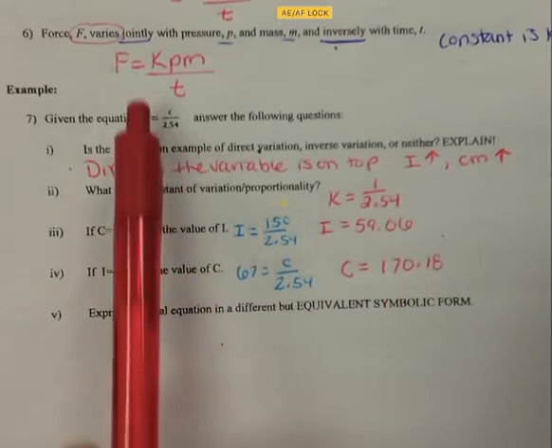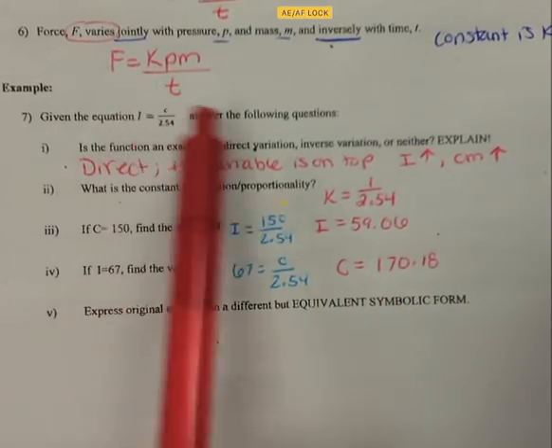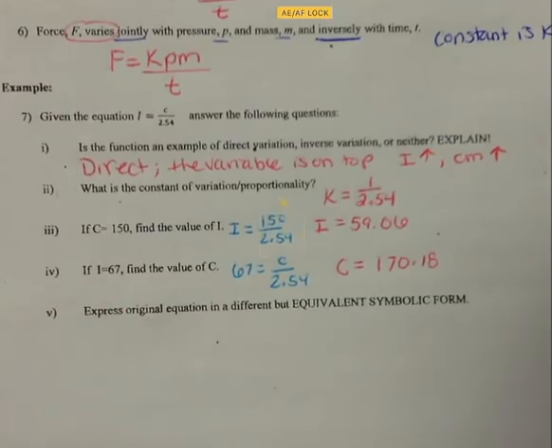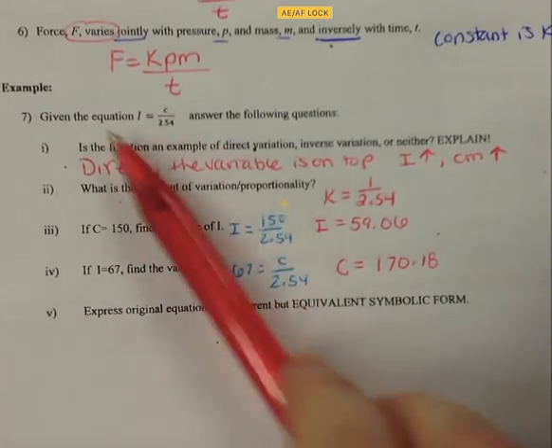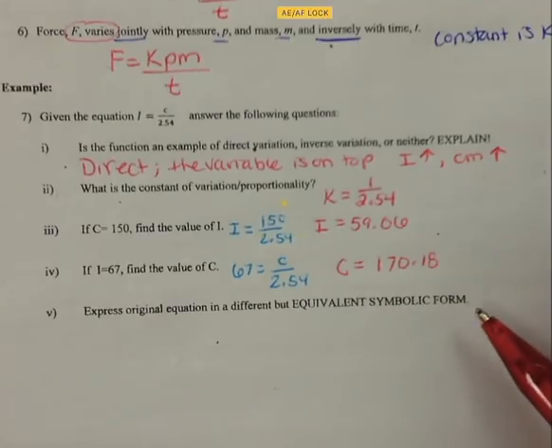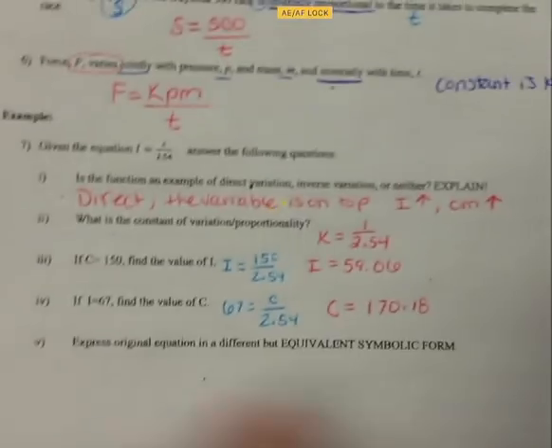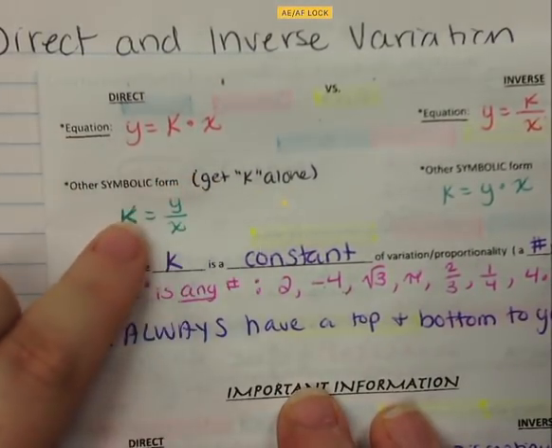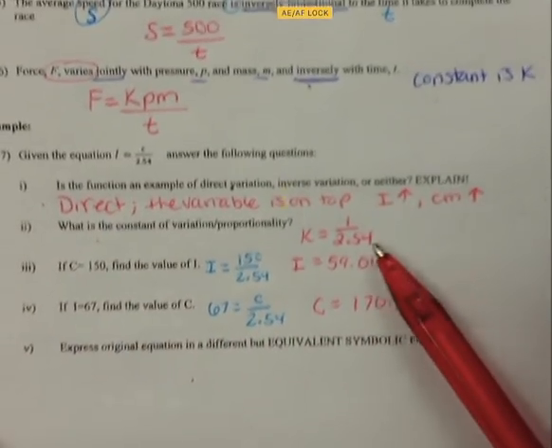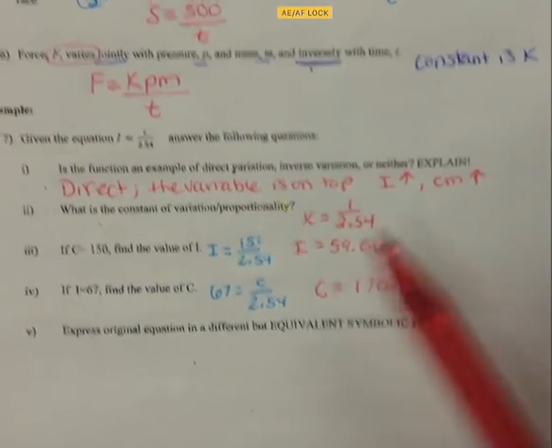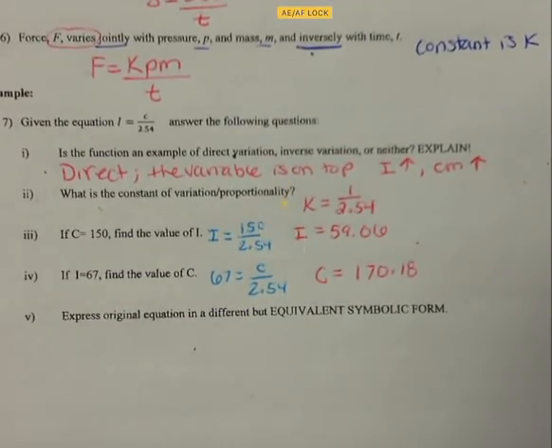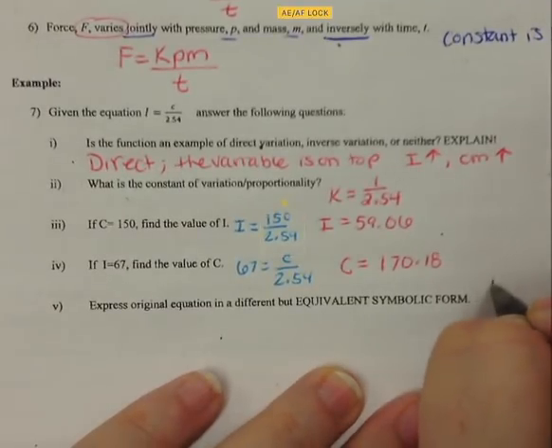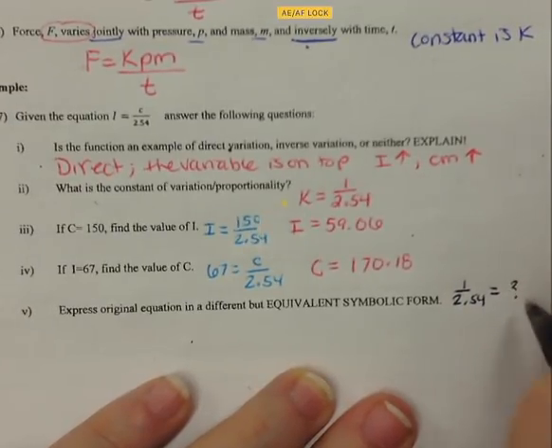That's just plugging the numbers into the equation. If you're given the equation, just plug the numbers in and solve. This last part says express the original equation in a different but equivalent symbolic form. A different but equivalent symbolic form, if I go back to my original notes, it says to get k alone. We actually want to get k, our constant, alone. So our constant was 1 over 2 and 54 hundredths. That's what we want. So we actually have to get 1 over 2 and 54 hundredths equal to something.